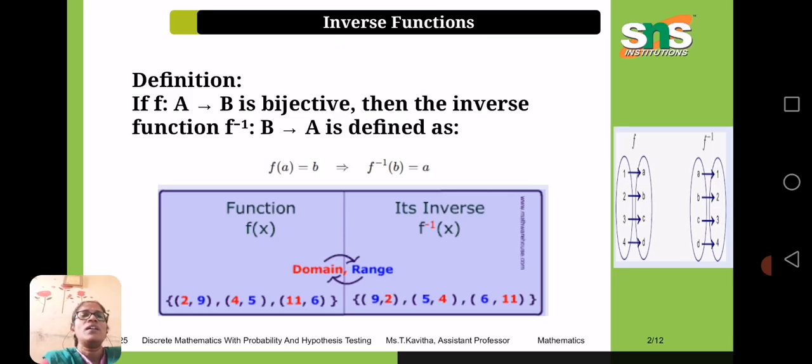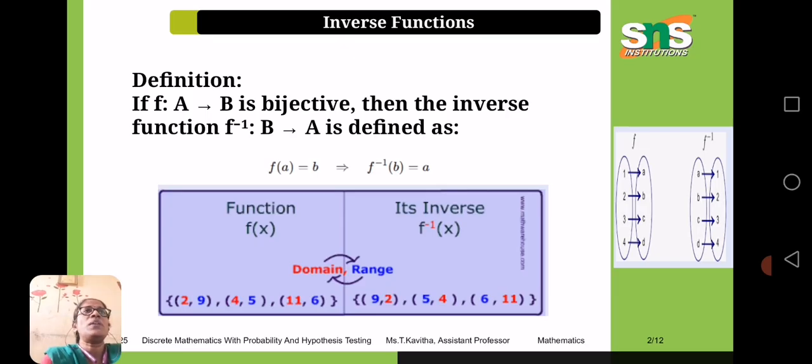Here we give the picture. Function f of x: domain 2, 4, 11, the images are 9, 5, 6. Here the inverse function f inverse of x: the domain is 9, 5, 6, the images are 2, 4, 11.